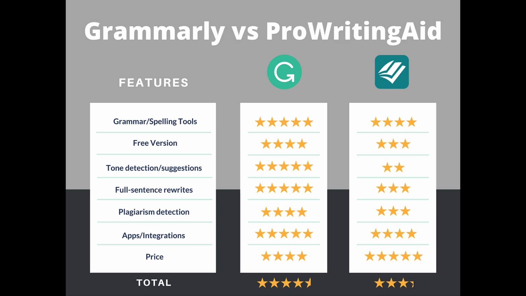A lot more suggestions also on the grammar front, while ProWritingAid is the more affordable option. So if you're on a budget and you're okay with missing out on some of the writing improvement features, we'd recommend going with ProWritingAid. But if you really want to become a better writer and you're okay with the price of Grammarly, Grammarly is the obvious choice.